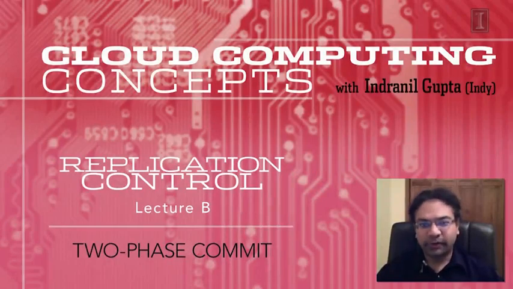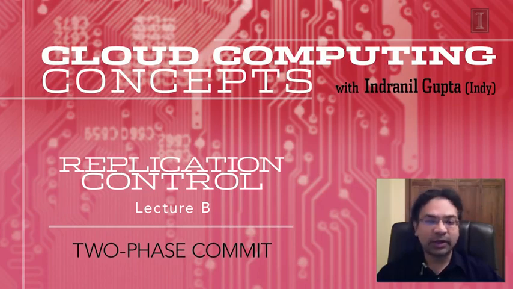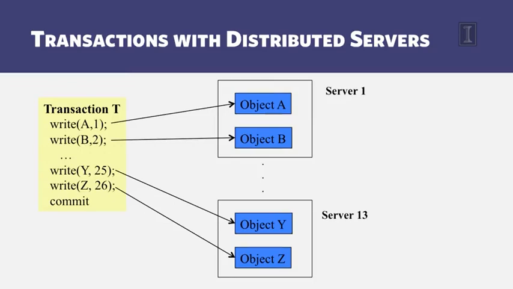Continuing our discussion of replication control, in this lecture we will see an important technique for committing transactions in replicated systems. This is known as two-phase commit. In general, committing transactions is an important problem in replicated systems, and in systems where you have objects across distributed servers. So here's an example of a transaction that touches objects at multiple servers.